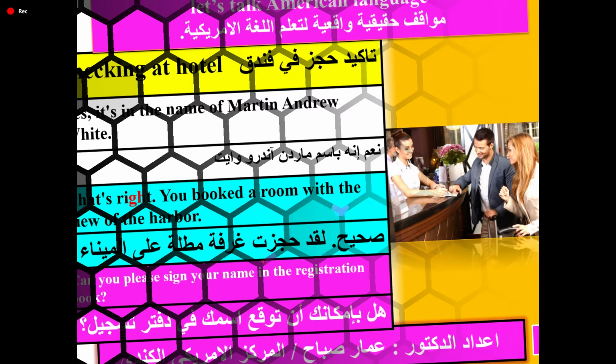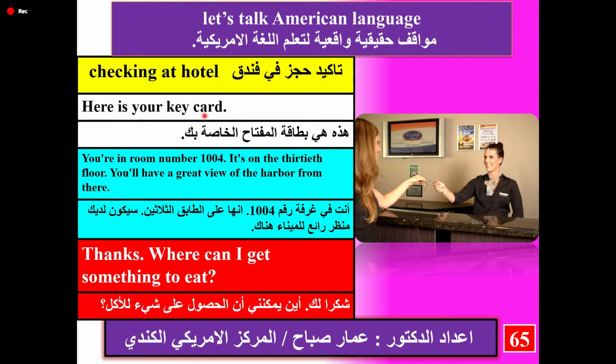Here is your key card. Yes, here is your key card. Yes, your key. Oh, here is your key. Here is your key. Okay. We also have: you are in room number 1004. It is on the 13th floor, it is on the, what? 30. Yes, oh, it is on the 2nd floor. Yes, or your room is on the 2nd floor.